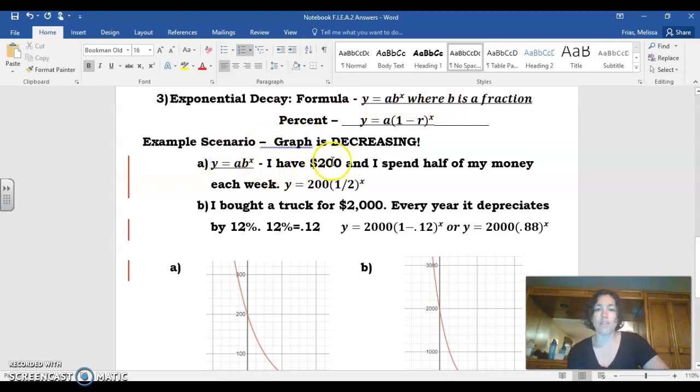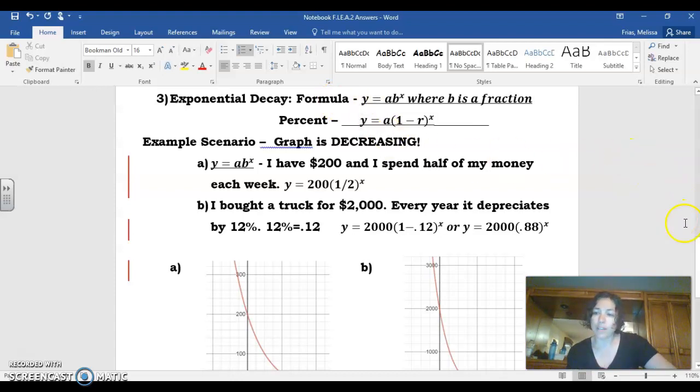Same thing. If I have 200, the 200 is going to be the y-intercept, the initial amount. But then if I'm spending my money, that's decreasing, and I'm getting rid of half of it at a time. So if you can imagine, you have $200, you get rid of half of it, now you have 100. You get rid of half of that, now you have 50. You get rid of that, now you have 25. You get rid of that, now you have 12.5. So each time it's getting less and less and less.